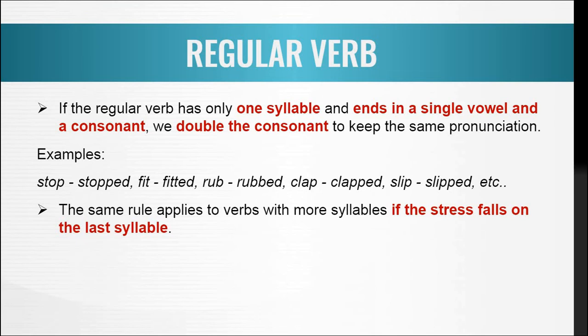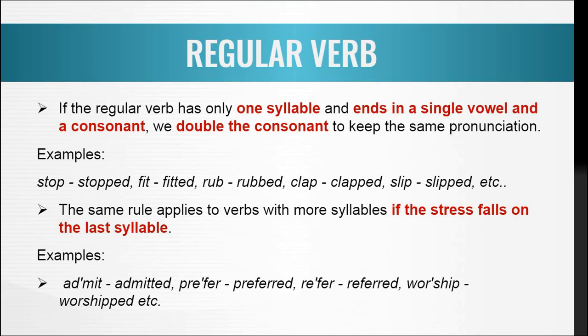The same rule applies to verbs with more syllables if the stress falls on the last syllable. If there is a word which has more than one syllable but the stress is on the last syllable, the same formula of doubling the last letter will be applied to those words too. For example, admit. Listen to the pronunciation of the word admit. There are two syllables. It's a two-syllable word, but the stress falls on the last syllable. Mit. Stress is on this. So therefore, the last letter T will be doubled.